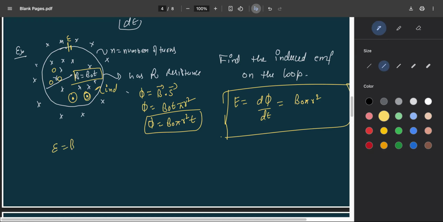So EMF is nothing but B naught pi r, sorry, this is r square. And what is the current? Current is nothing but total EMF divided by the resistance. And you know, the resistance for this one is given as R. So this is B naught pi r square divided by capital R. Clear?